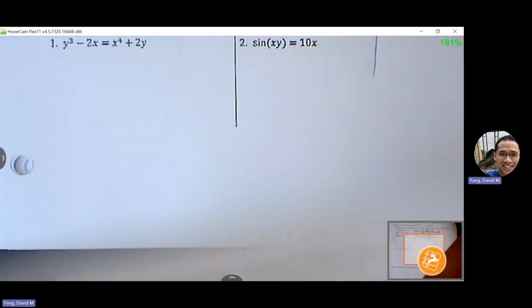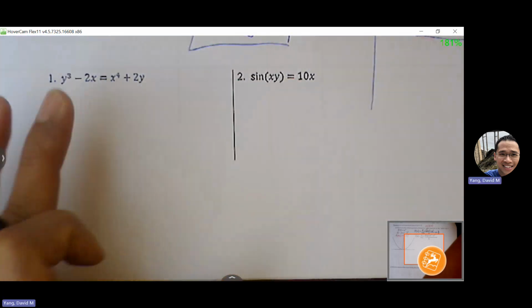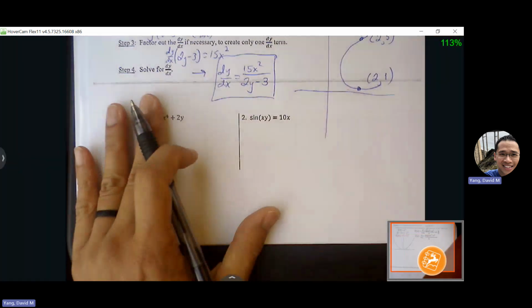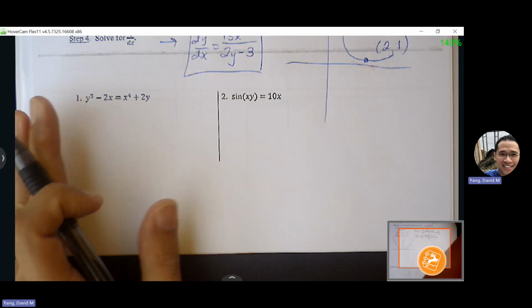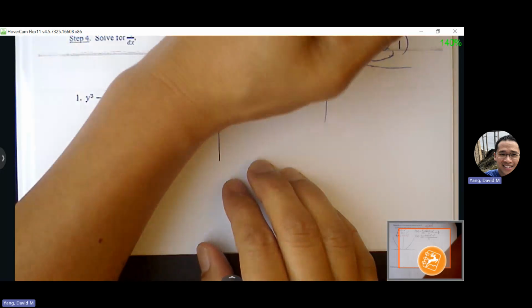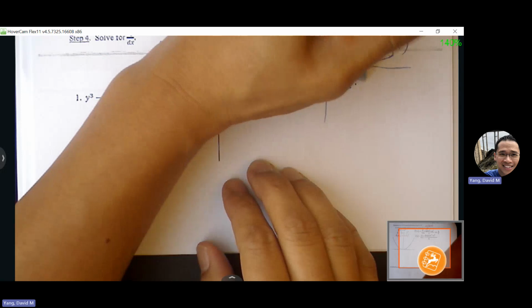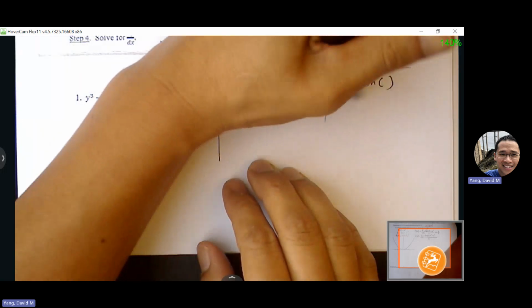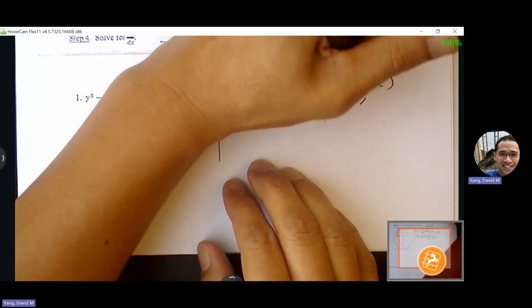All right, let's look at number two. All right, sine of xy equals 10x. We see that there's a function within a function here, right? That xy is inside that sine function. So I'm going to start off by identifying that on the left side, at least, there's an outside portion and there's an inside portion.